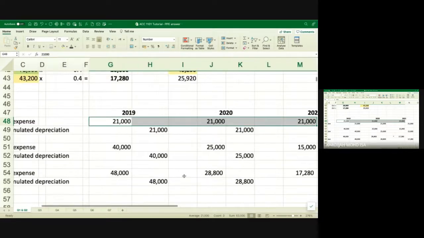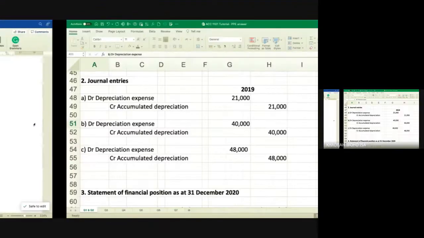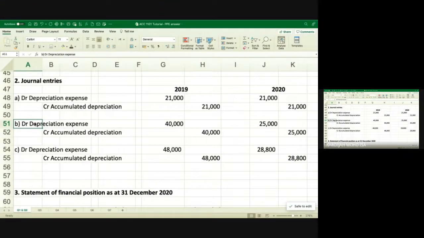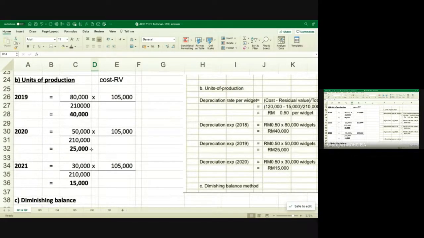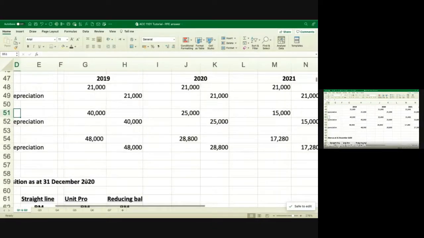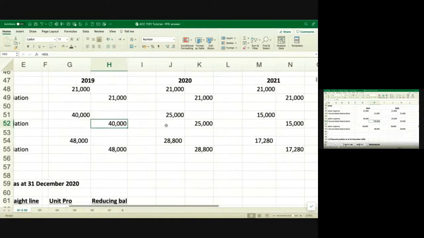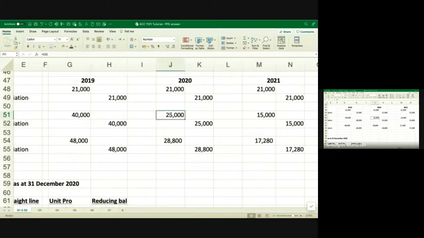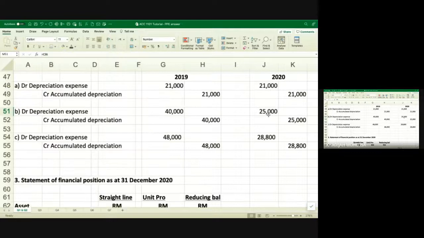But when you do your second method, which is the units of production, the depreciation is not the same. You have done the computation at the top here. You have 40,000, 25,000, and 15,000 for 3 different years. So you are going to record that 40,000, debit your depreciation expense and credit your accumulated depreciation. Then you put the 25,000 in 2020 and 15,000 in 2021. So that's how you record your depreciation.